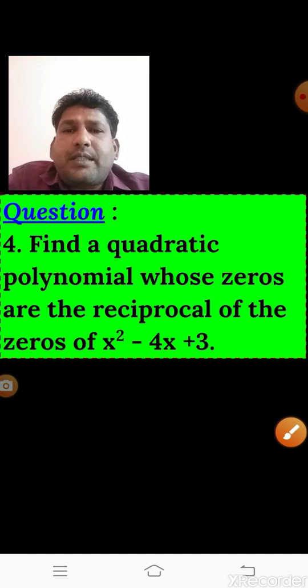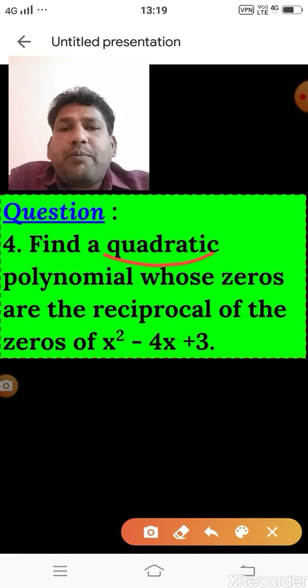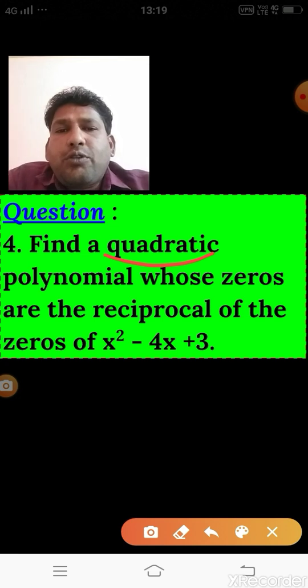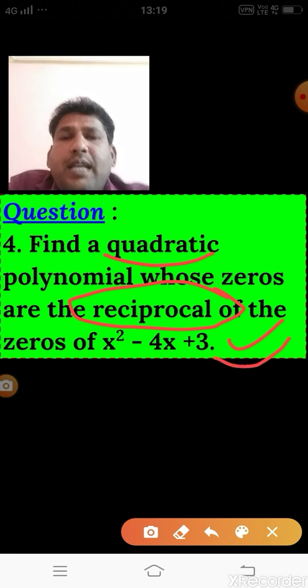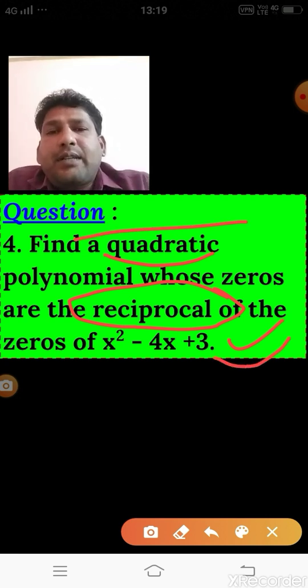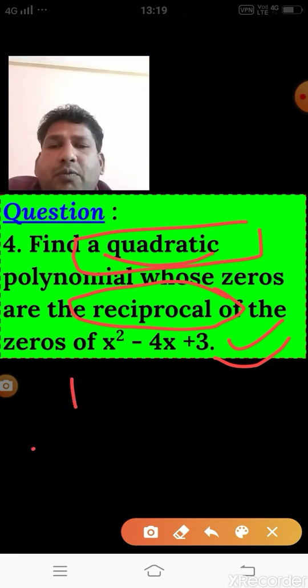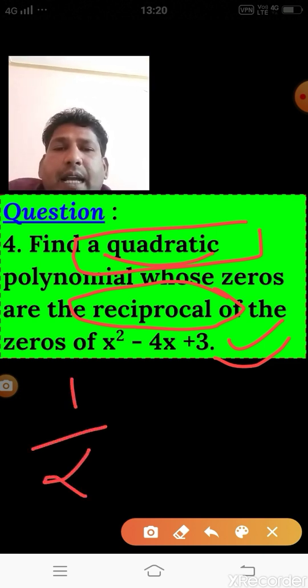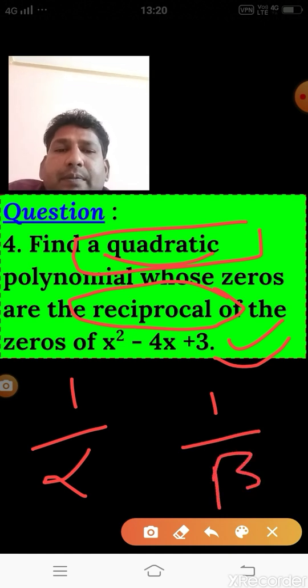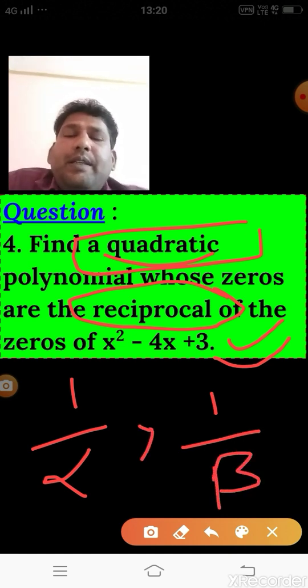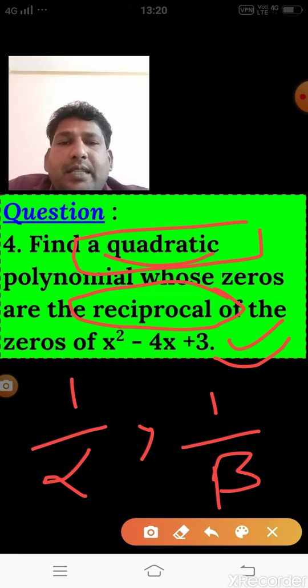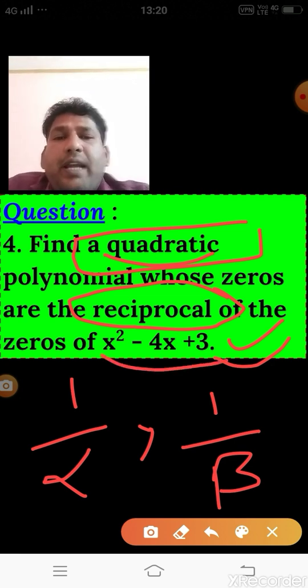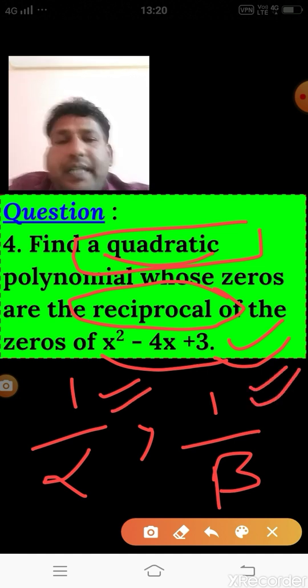Then for this equation we have to find a quadratic polynomial whose zeros are reciprocal of the zeros. If you are taking the zeros of the given polynomial as alpha and beta, then the zeros of the new polynomial become 1 upon alpha and 1 upon beta. If you are taking alpha and beta as the zeros of this polynomial x square minus 4x plus 3, then the zeros of the required polynomial we are getting as 1 upon alpha and 1 upon beta.